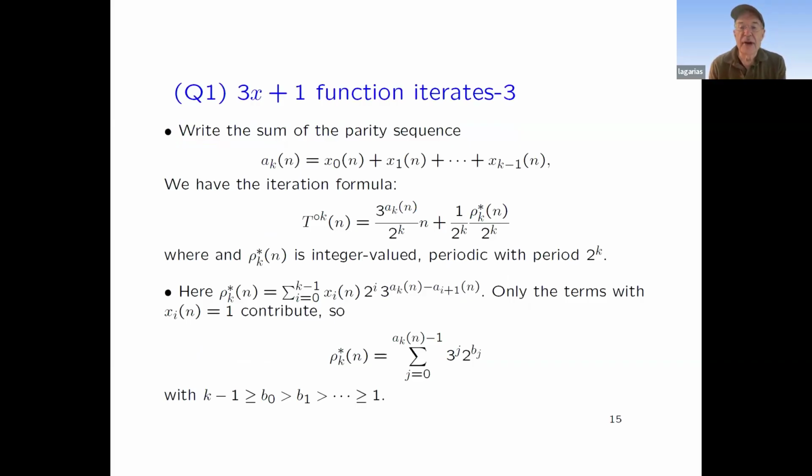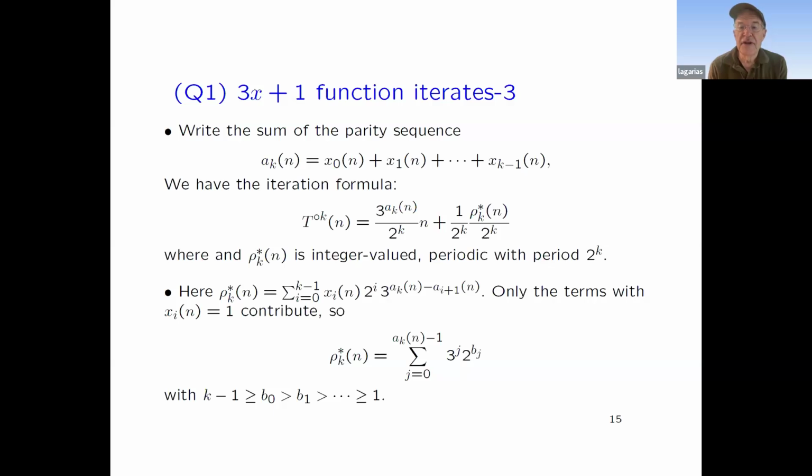So if we take k minus 1 steps and we have this parity sequence and they are coin flips, the coin flips have the binomial distribution. And the kth iterate looks like T^k(n) will be 3 to some power, which is the number of coin flips that are 1, divided by 2 to the k.